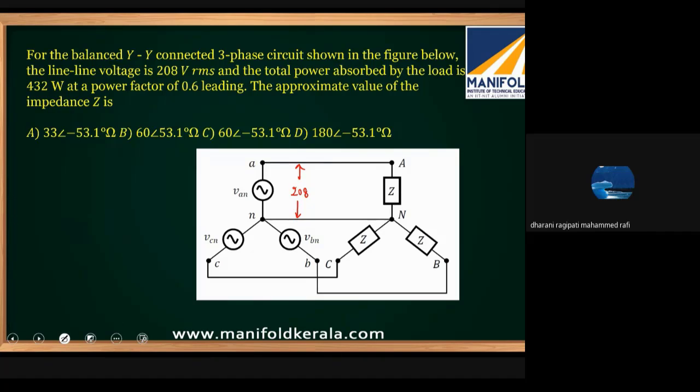See here, a three-phase star-connected load is being supplied by a three-phase star-connected source. Now it is a balanced system. What data is given? The line to line voltage is 208 volts, and the real power absorbed by the load is 432 watts at 0.6 lead power factor. Now he's asking: calculate the impedance per phase.